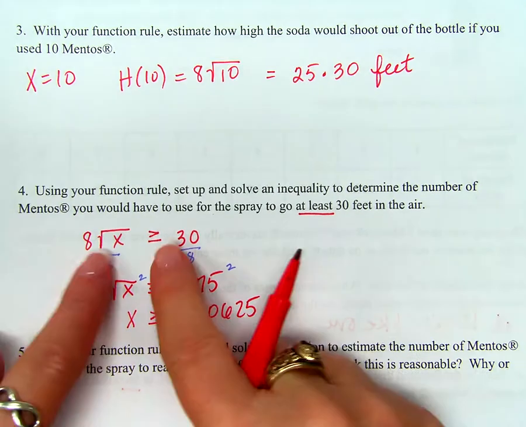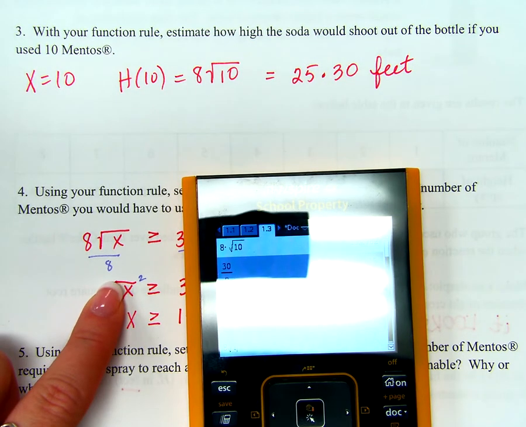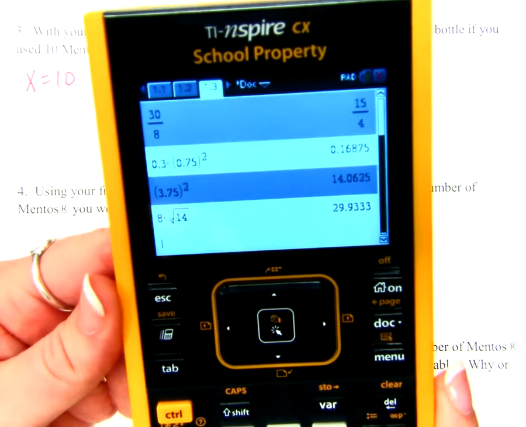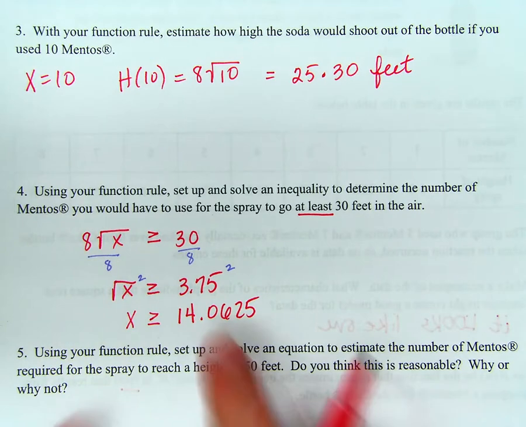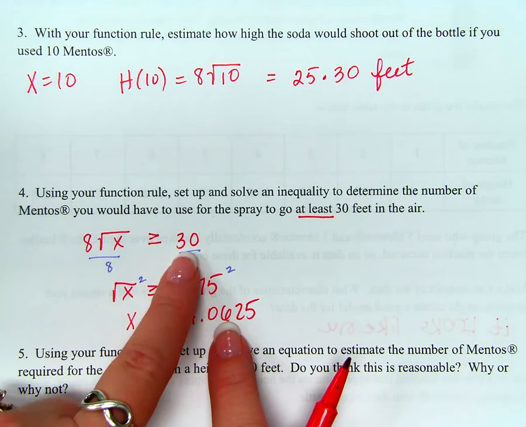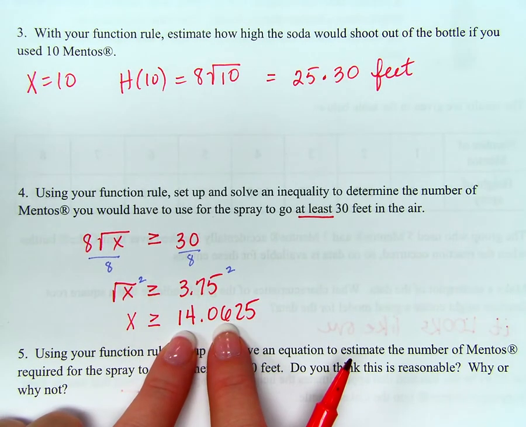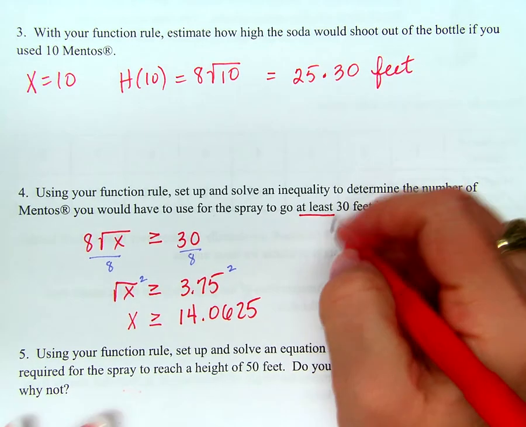14? Okay, so let's talk about this real quick. 8 times the square root of 14 is not 30. I totally agree with you that if I was rounding this number, I would round it to 14. But if I need this to be at least 30, is 14 going to do that for me? No. Guys, why wouldn't you say 14.0625 Mentos? That would be ridiculous, wouldn't it? What would be the most logical answer for this problem? 15 Mentos.